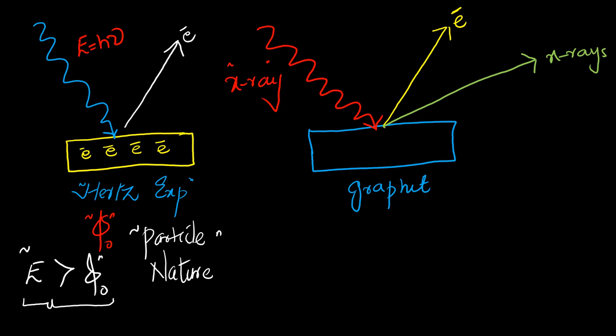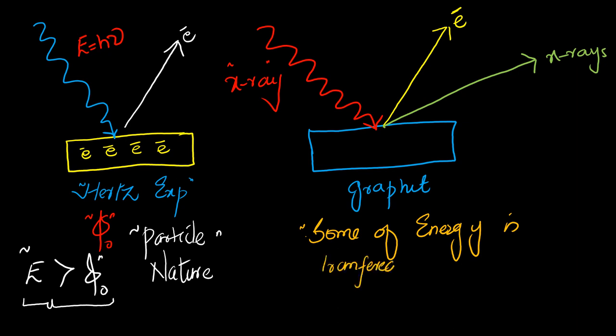So in the Compton effect, some of the energy is transferred, whereas in the photoelectric effect complete energy as well as momentum is transferred, which causes the ejection of the electron.